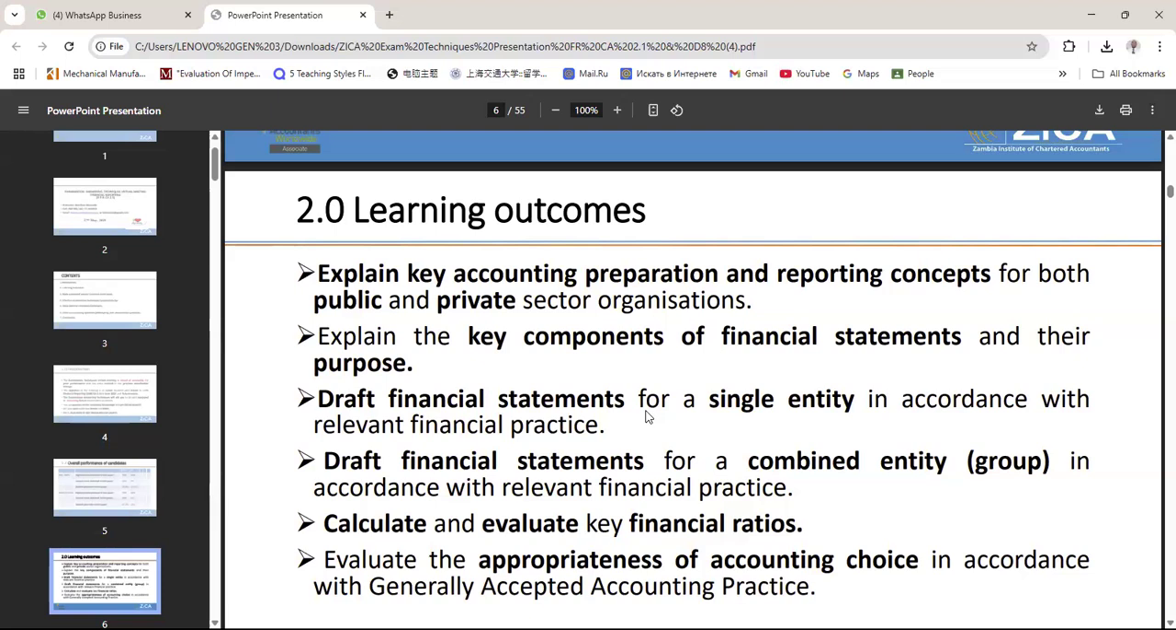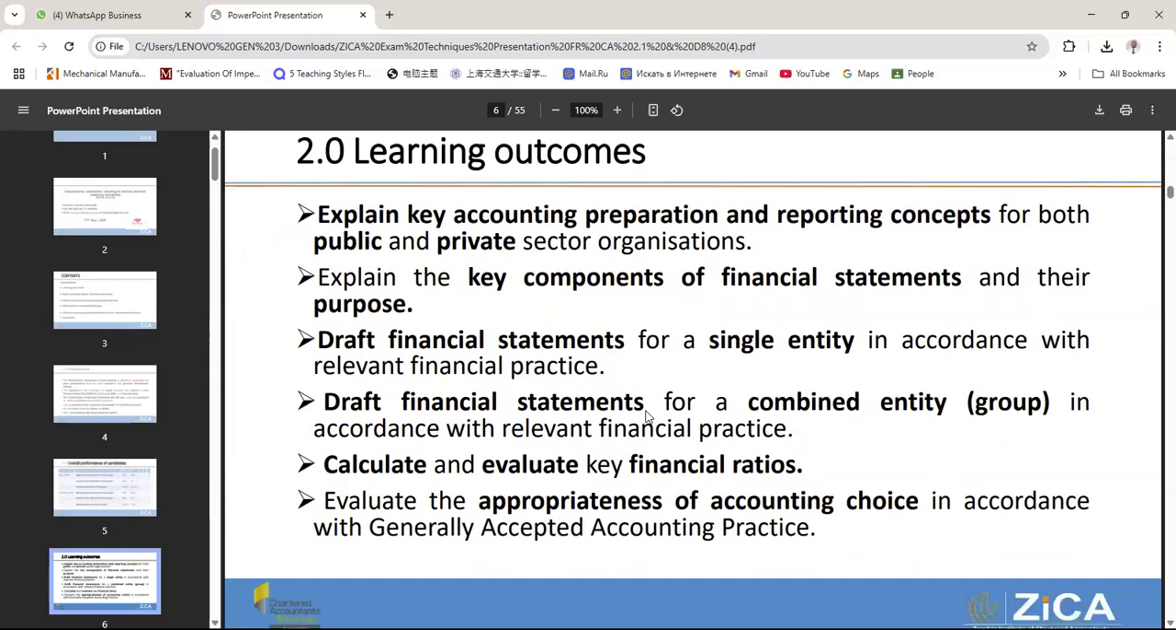Then of course you have to know how to prepare the financial statement for a single entity. When we say a single entity, we are referring to a published company. Then whether you like it or not, even the exam you are going to write in June, the first question will be on how to prepare the group financial statement, the famous consolidation. Then we'll also talk about financial analysis, referred to as the ratios.